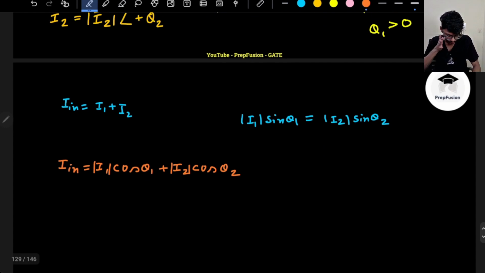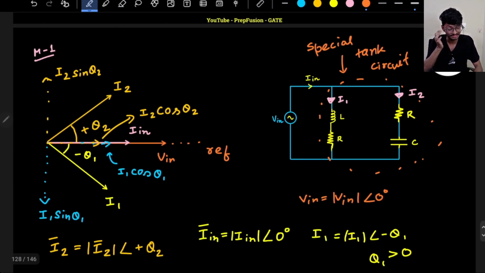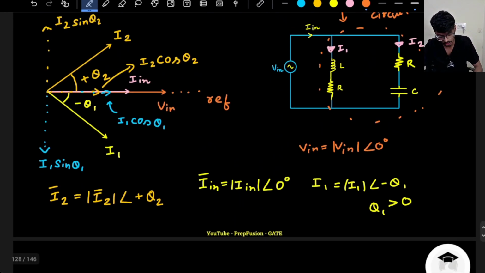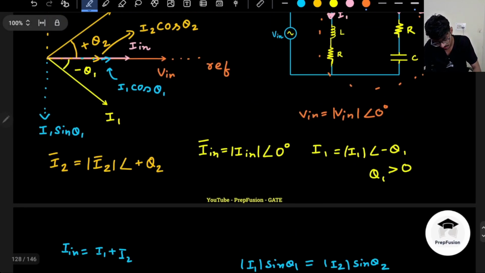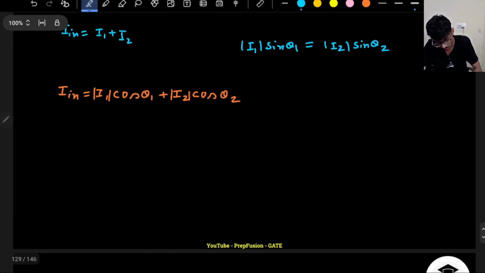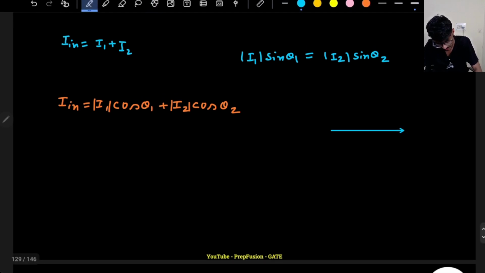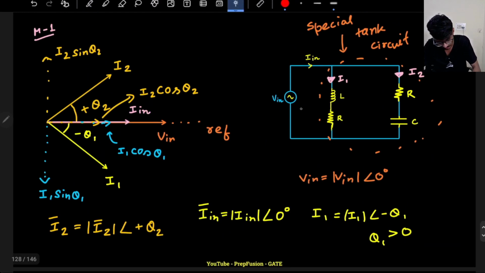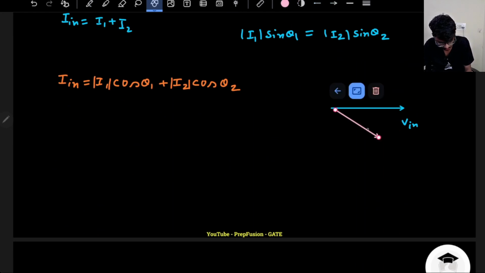Now one more thing I know, what is this cos theta 1 and theta 2? Can I find out this cos theta 1 and theta 2? Yes, there is a solution. So basically I1 is the current across this series RL circuit, where the voltage is V in. If I individually draw the phasor diagram of the RL circuit, this is my voltage V in across the RL circuit, and the current will lag. By how much will it lag?